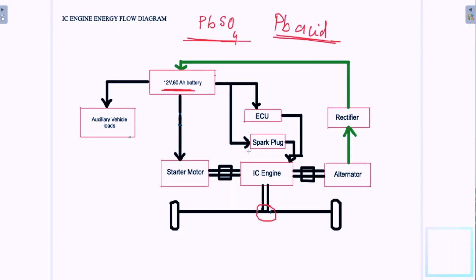Along with this, the next operation that should happen is that the spark plug should be activated, provided this is an SI engine, that is, a spark ignited engine. In a petrol engine or SI engine, you will require a spark plug to initiate the ignition process. Coming to this figure, we can see the spark plug here, which will also be receiving energy from the battery pack to produce a spark in the IC engine.